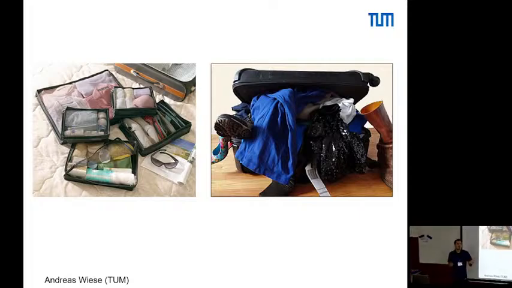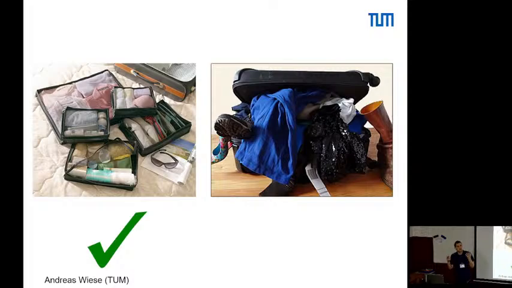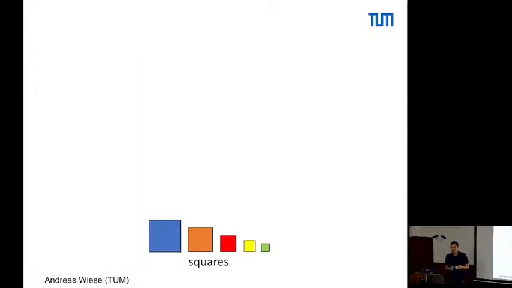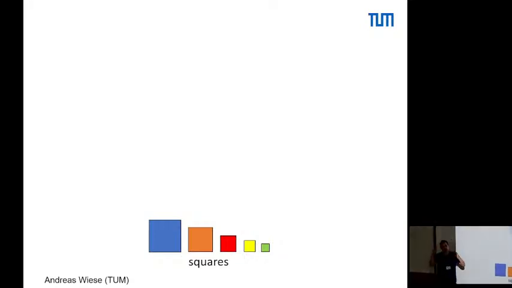Now I guess every single one of us is somewhere on the spectrum between these two extremes. What I want to argue in this talk is that this first method is provably, mathematically, a good strategy to pack your suitcase. And the second one, I don't know how to prove anything about that. Good. What do I mean by this? So first let's focus on the setting where we have squares instead of rectangles.